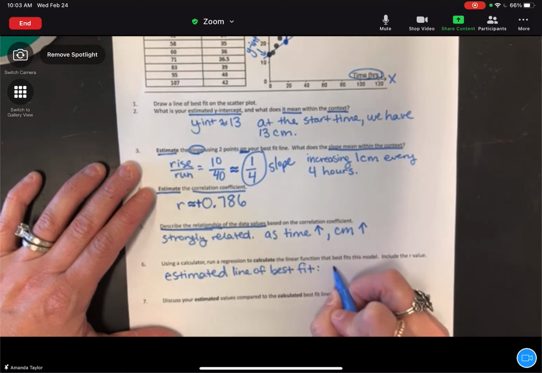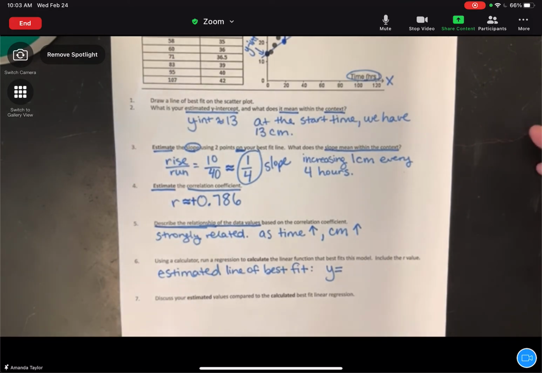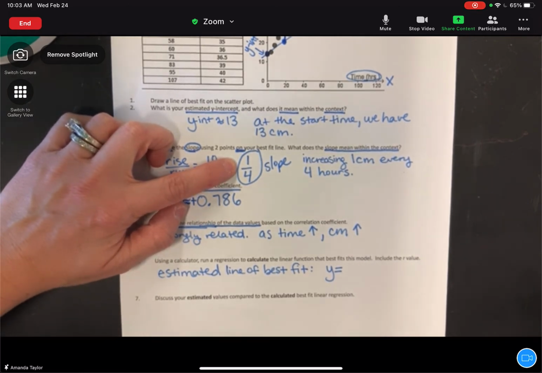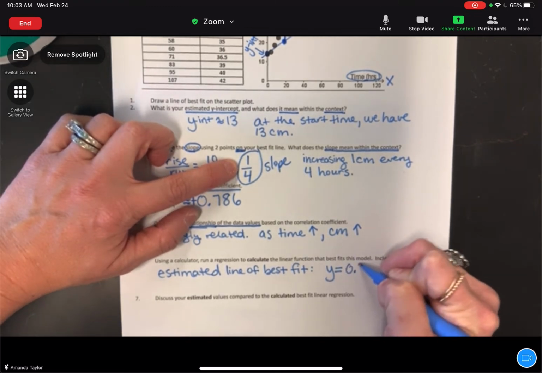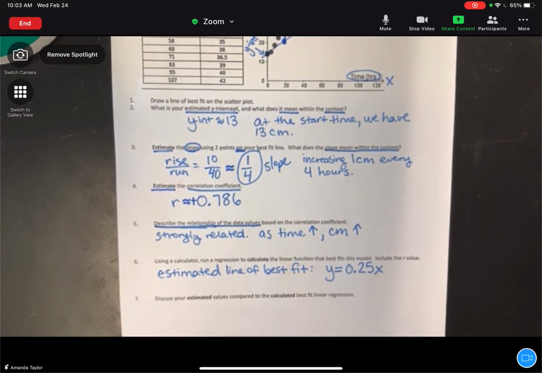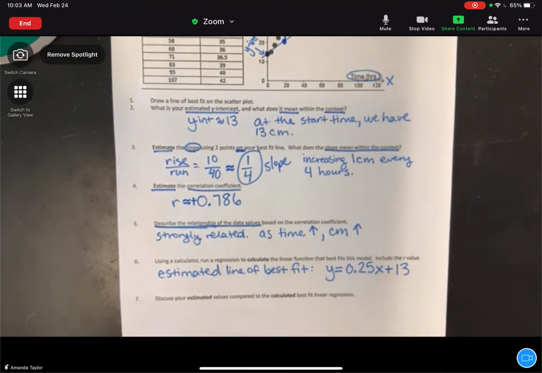Y equals, what did we come up with for our slope? 1/4? Your graphing calculator is going to graph it in decimal form. So what would 1/4 be as a decimal? 0.25. All right, so I'm going to say 0.25x plus what? Plus 13. All right, so that's what we estimated. Let's actually see what it is. Let's calculate it on your calculator.